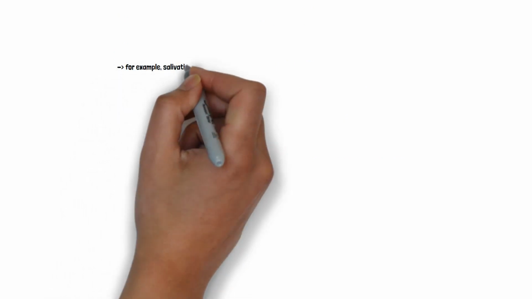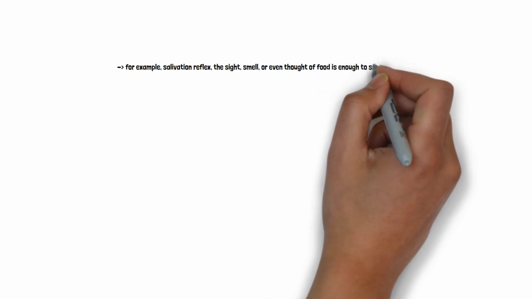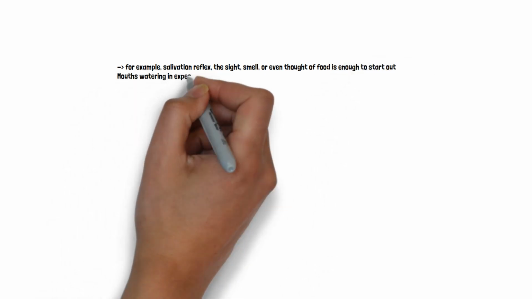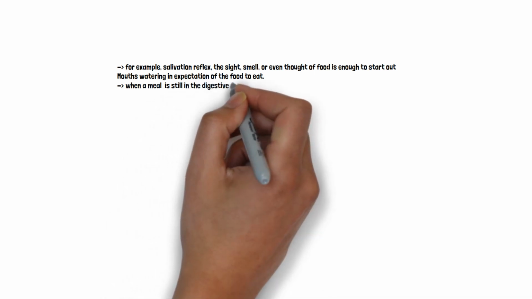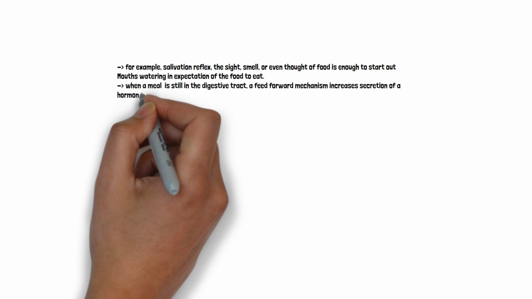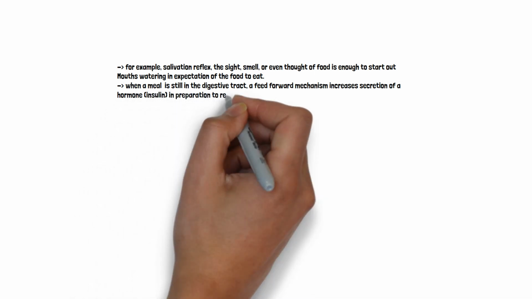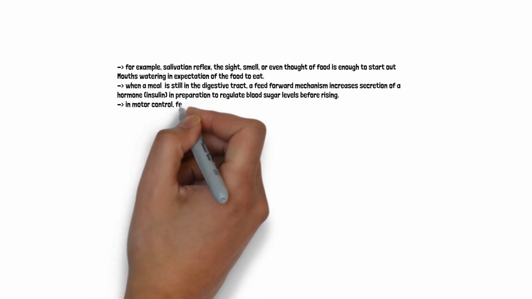For example, in the salivation reflex, the sight, smell, or even thought of food is enough to start our mouths watering in expectation of the food to eat. When a meal is still in the digestive tract, a feed-forward mechanism increases secretion of the hormone insulin, in preparation to regulate blood sugar levels before they rise.